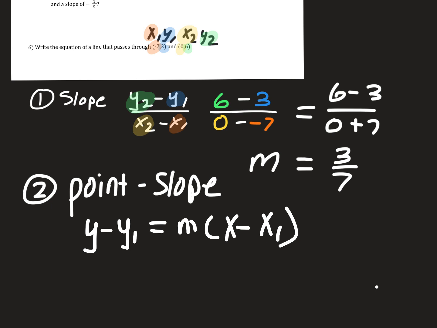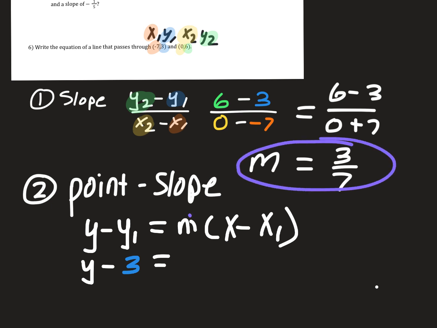So instead of y minus y1, I'm going to do y minus 3 because that is the y coordinate of the first coordinate. And then instead of an m is now going to become that 3 over 7 that we went through all that trouble to get in the first step. And instead of x minus x1, it's going to become x plus 7, again, because it's minus a -7.